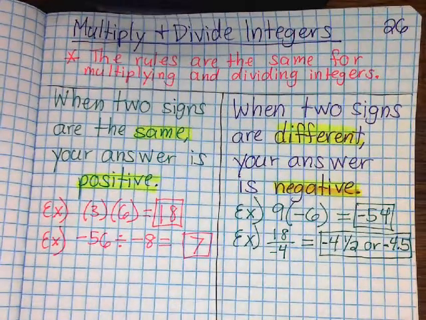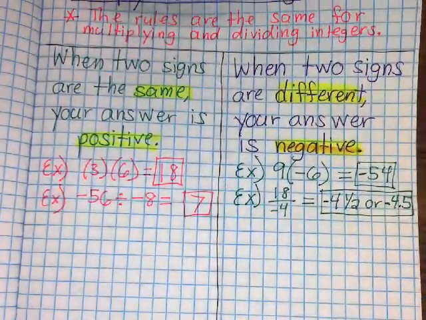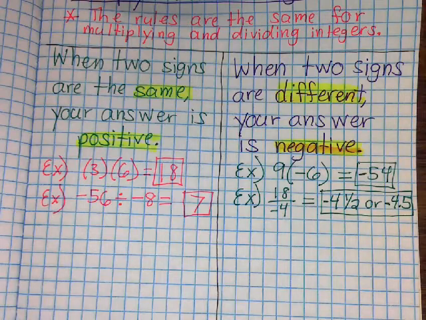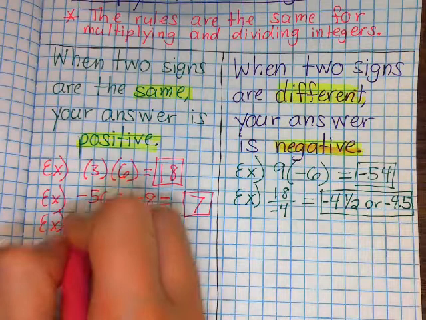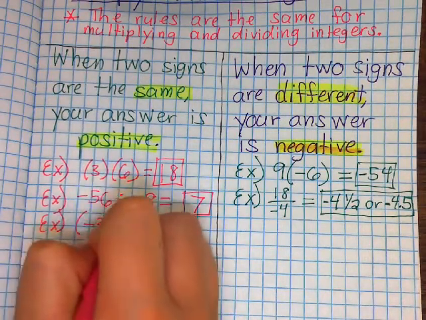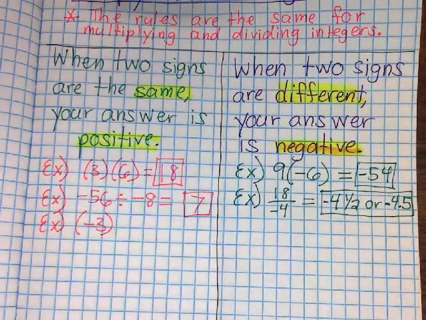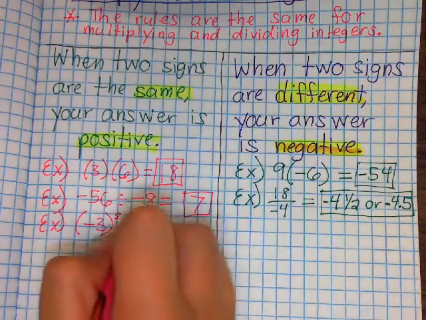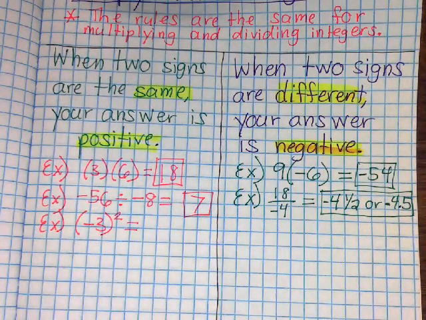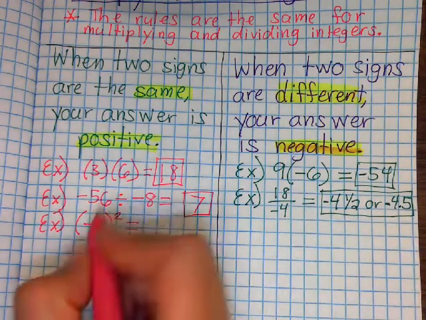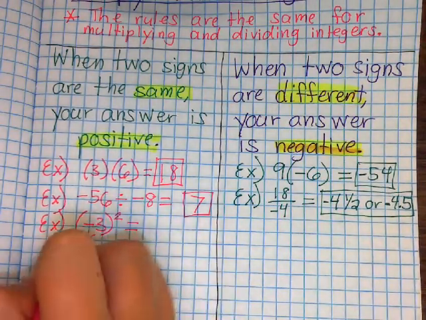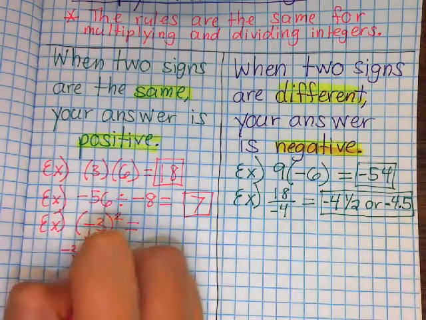Now, there is one special case that we need to remember. So let's go back over to the same sign. If I have negative 3 in parentheses squared. Okay, now what does squared mean? Squared means that I'm multiplying this number by itself 2 times. So this is really negative 3 times negative 3.